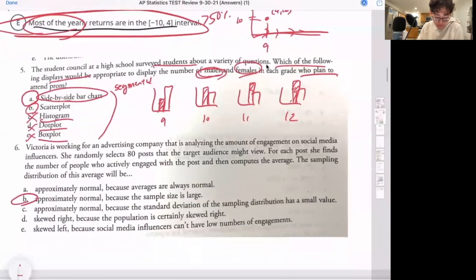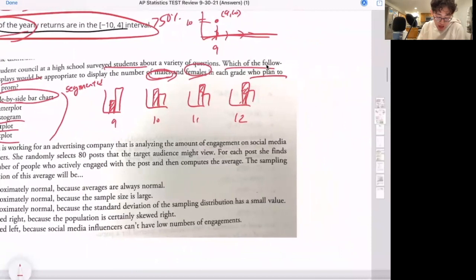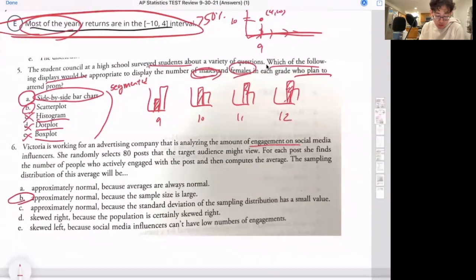Okay. Victoria is working for an advertising company that has analyzed the amount of engagement on social media influencers.